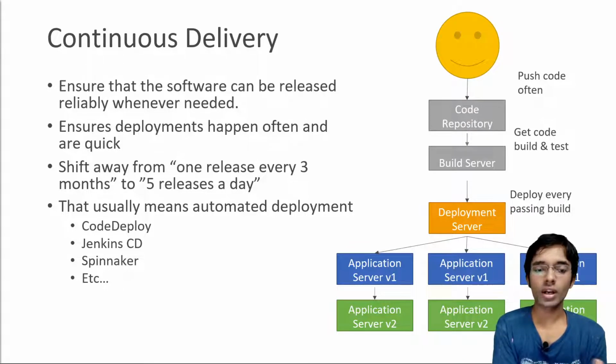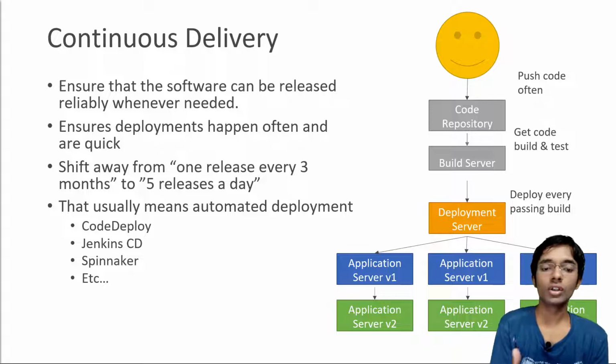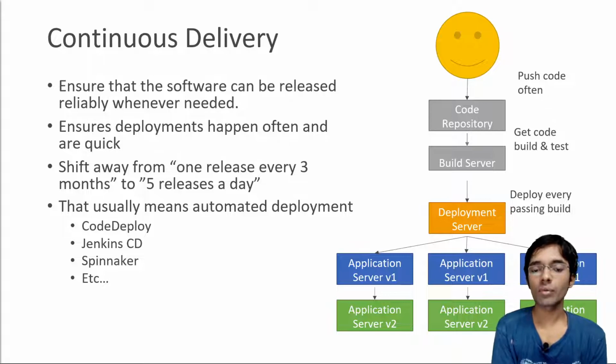So Jenkins, a continuous delivery tool, or Spinnaker, or some others. So let's look at what this looks like. The developer pushes code often, and we have the continuous integration part that gets the code, builds it, tests it, and then once the build has passed, there will be a deployment server that will be deploying the application every single time the build passes.